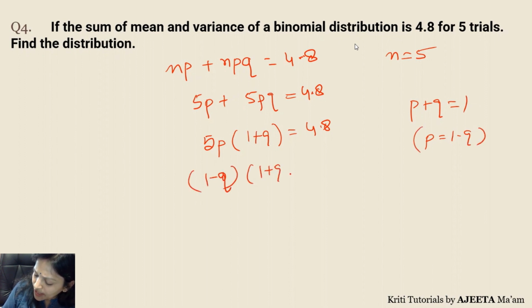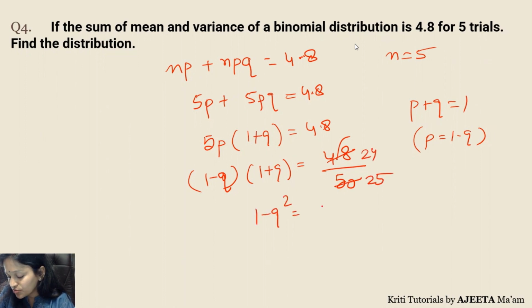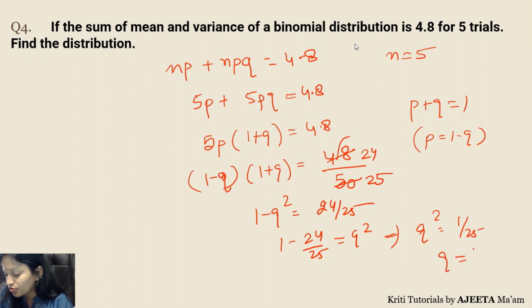5 we will take to the other side. So 4.8 upon 5. So let's cancel it out. Here we get 24. Here we get 25. Now 1 minus Q square is 24 upon 25. Right? Now 1 minus 24 upon 25 is Q square. So this implies your Q square is 1 by 25. So Q is 1 by 5. We cannot take minus 1 by 5 because probability can never be negative. You have to write it there. Minus 1 by 5, not possible, because probability cannot be negative.